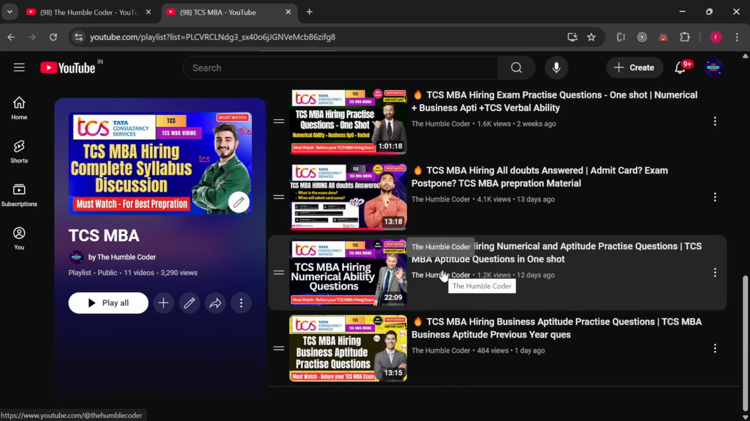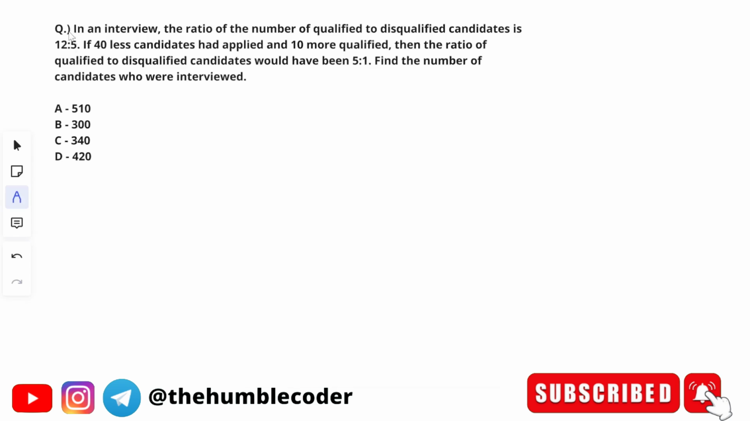So without wasting any time, let's get started with our first question. Let's look at this question that we have. In an interview, the ratio of number of qualified to disqualified candidates is 12:5. If 40 less candidates had applied and 10 more qualified, then the ratio of qualified to disqualified candidates would have been 5:1. Find the number of candidates who were interviewed, and we have different options given to us. Let's see how can we solve this question.